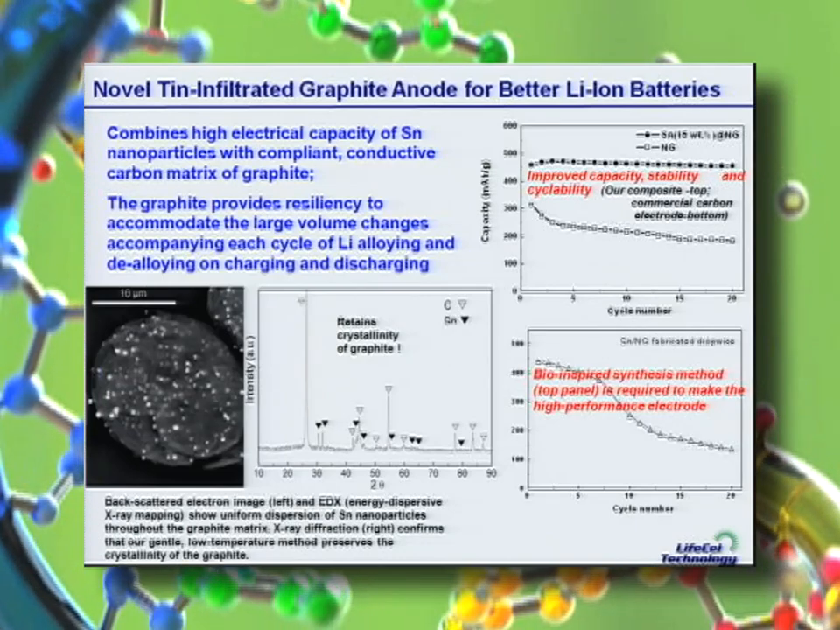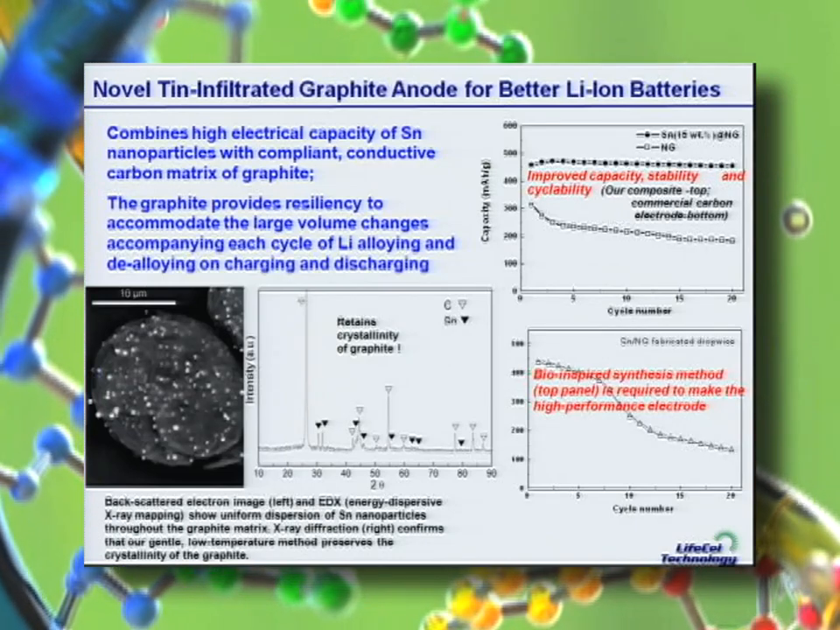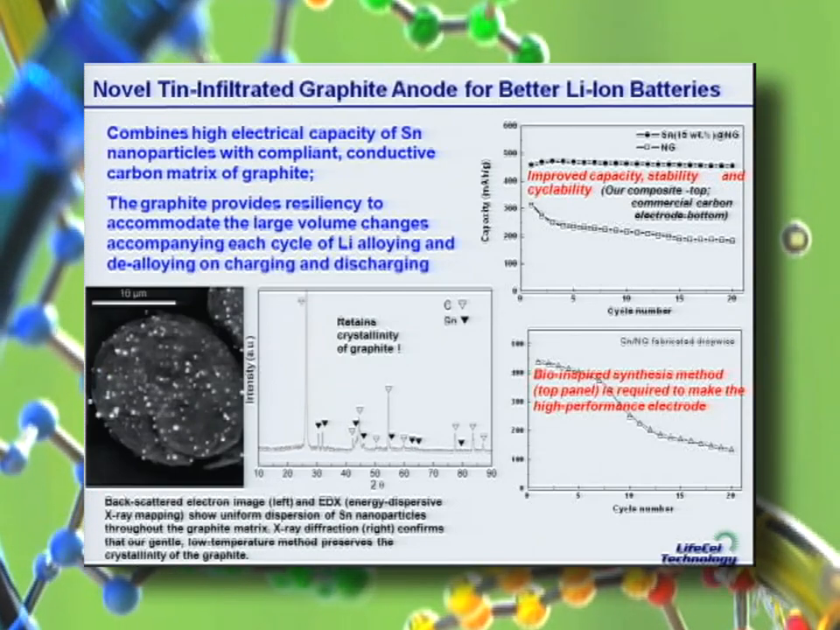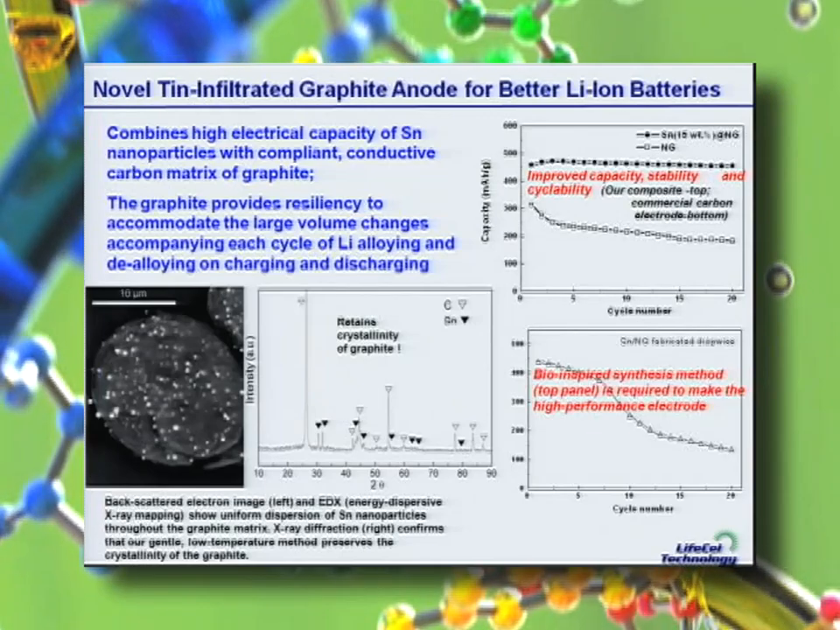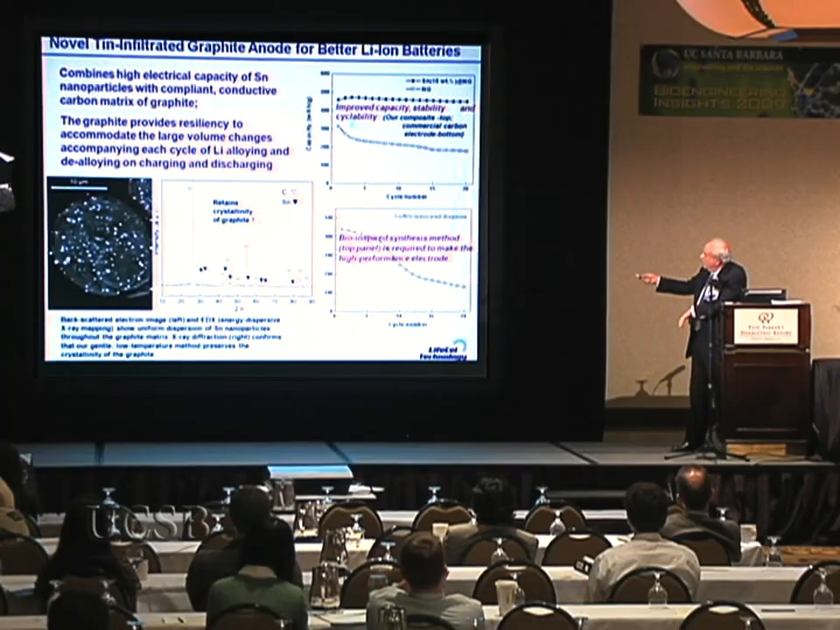The result is that you have the tin metal with its higher electrochemical capacity in a compliant, resilient graphite matrix that can breathe and accommodate the expansion and contraction of the nanoparticles of tin.